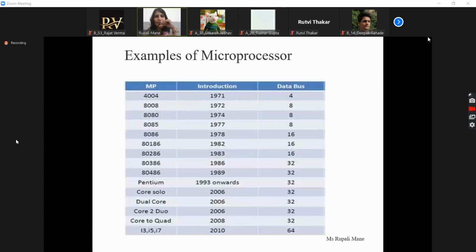You can see here the various data buses. The 4004 microprocessor had only a 4-bit bus. The 8008 had 8 bits. Then the 8085 also 8 bits. Then the 8086 is 16 bits. Then the 80386 is 32 bits, and it had 32 bus lines, so that's why it was 32 bit. Then the Pentium again 32 bit. So this way there are various processors.